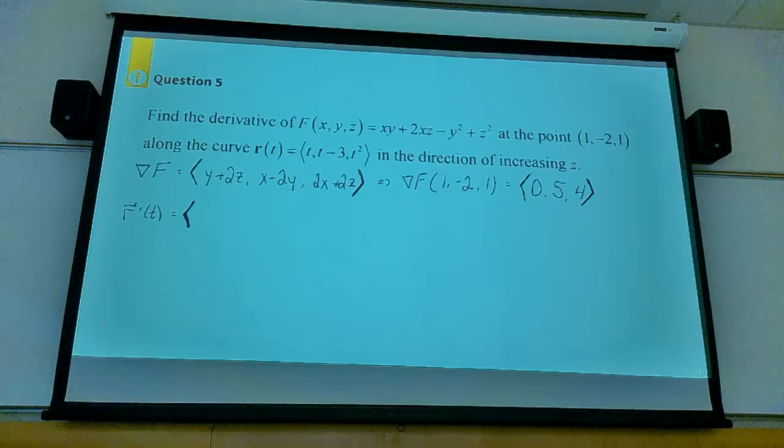I agree with the 2t. Why do you get 0 for the first component? Oh, this should be 1. And the second component? -2. How do you get -2 for the second component? It's like 1 minus 3. What's the derivative of 3? It's 0, so that should just be 1, right? And then, yes, 2t, I agree.